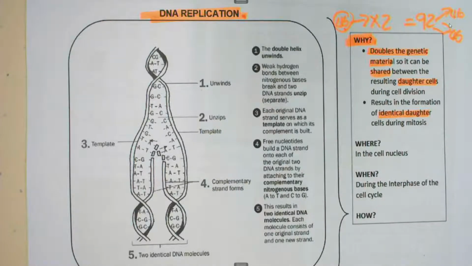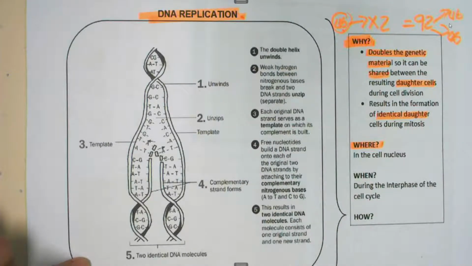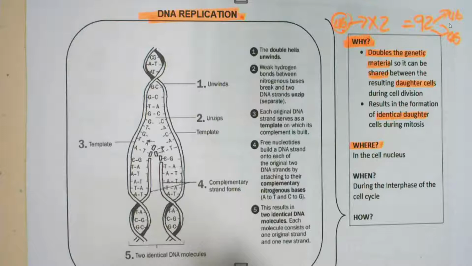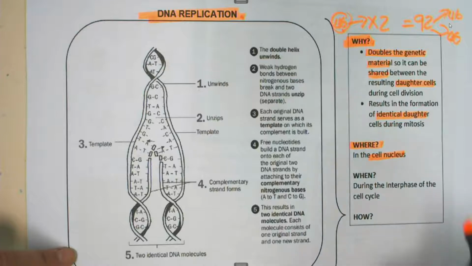The next question that they will ask you about will be, where is this happening? Now, we've been talking about this the whole time. The DNA we find in the nucleus, it can't leave the nucleus. It's going to stay there the whole time. So where will we find this process happening? In the cell's nucleus.